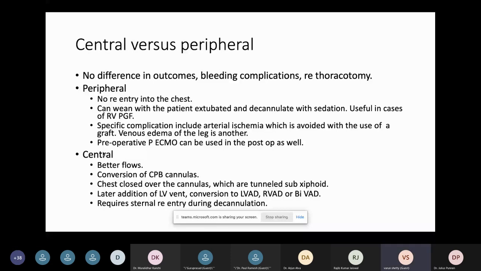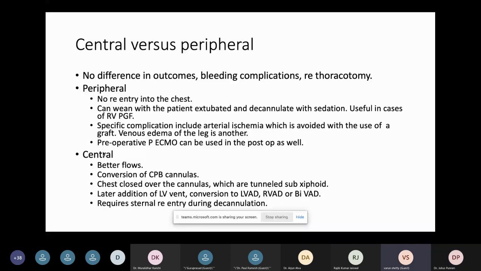Another advantage is if the patient has PGD affecting the right ventricle, these patients can be put on ECMO, extubated, and then decannulated while on sedation because the right ventricle does not tolerate positive pressure ventilation well. But when it comes to peripheral cannulation, specific complications are to do with limb ischemia, arterial and venous edema. And the other advantage is if a patient is on preoperative peripheral ECMO, you can use the same cannulas in the post-op as well for the ECMO.